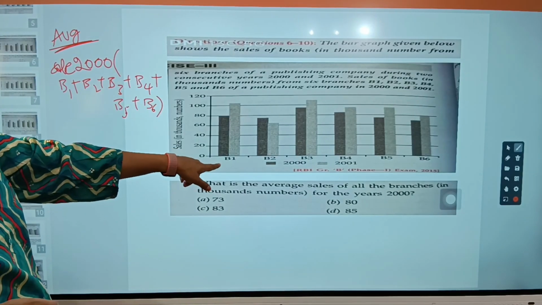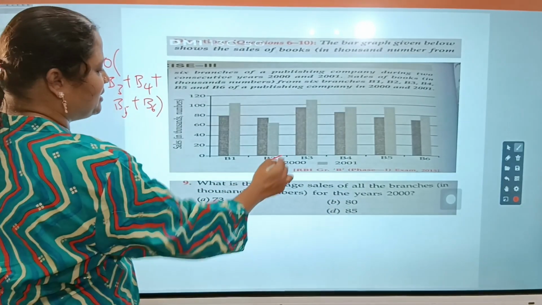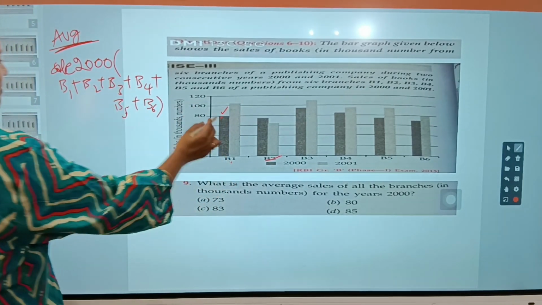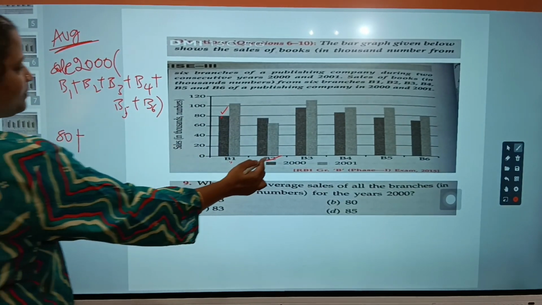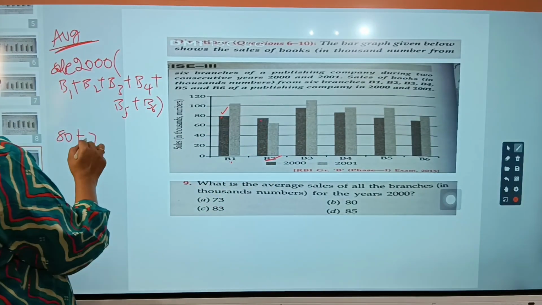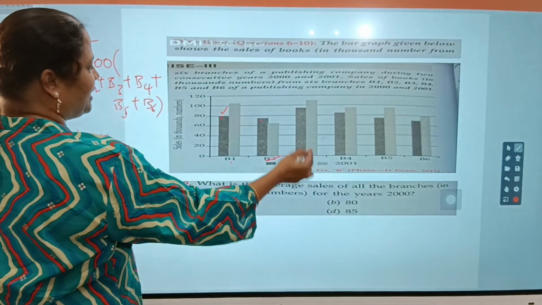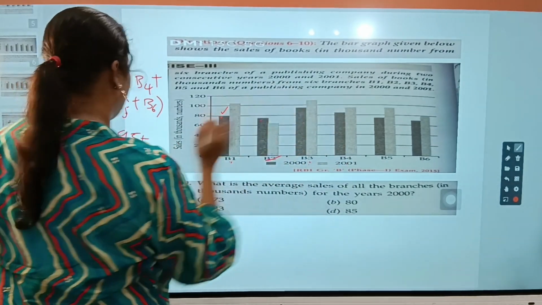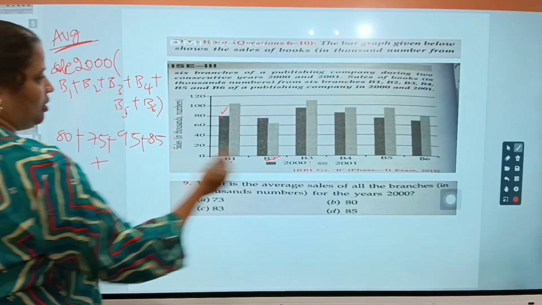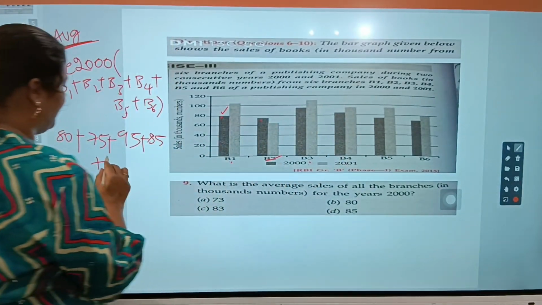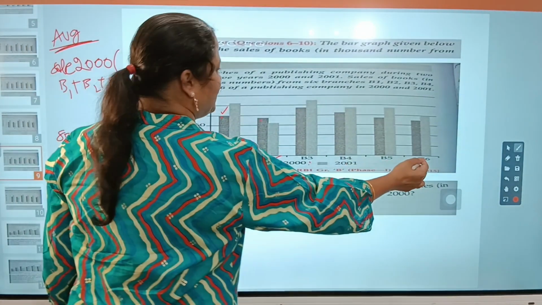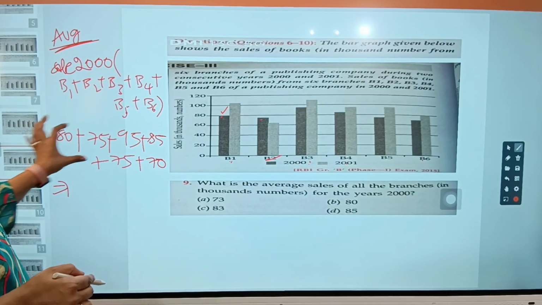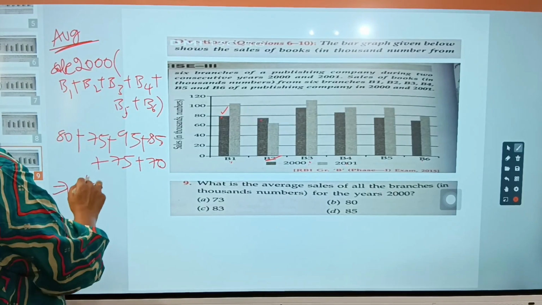We have to take, for the year 2000, that is the dark black color in this graph. You have to see for B1 the value is 80, for B2 the value is 75, for B3 the value is 95, for B4 the value is 85, for B5 the value is 75, for B6 the value is 70. Okay, so adding all these values we will get 480.